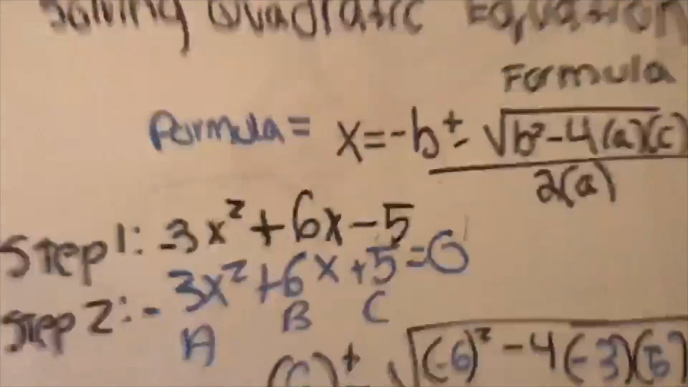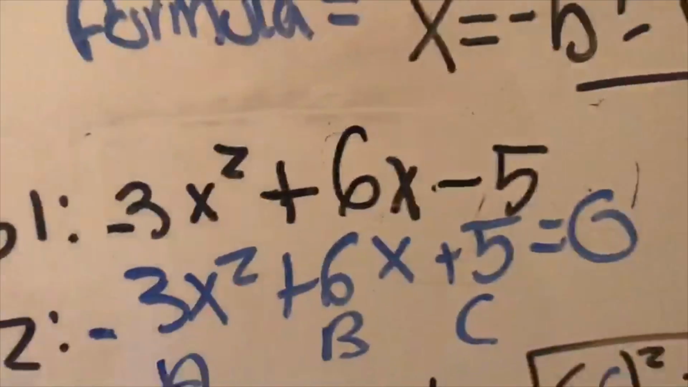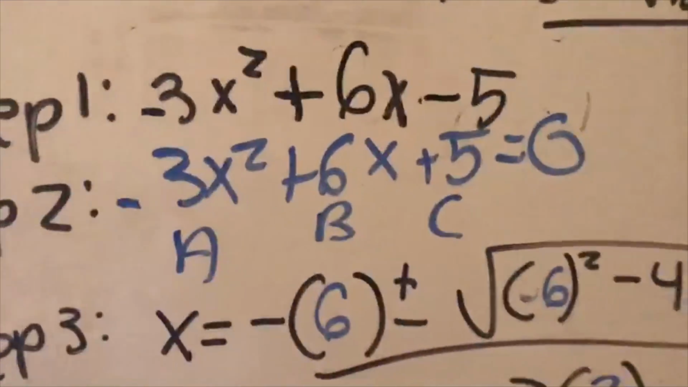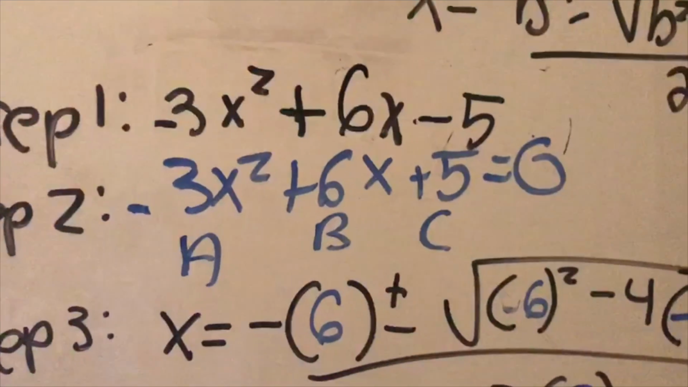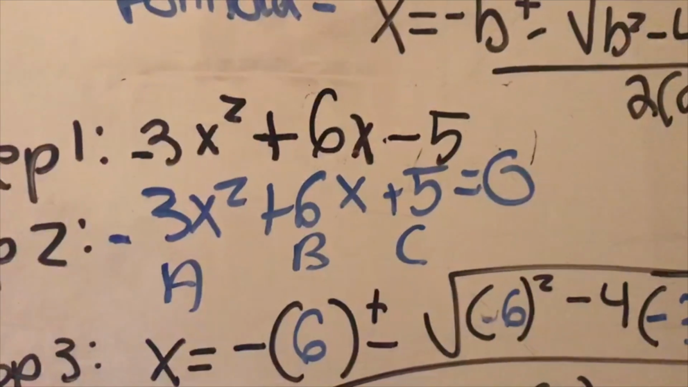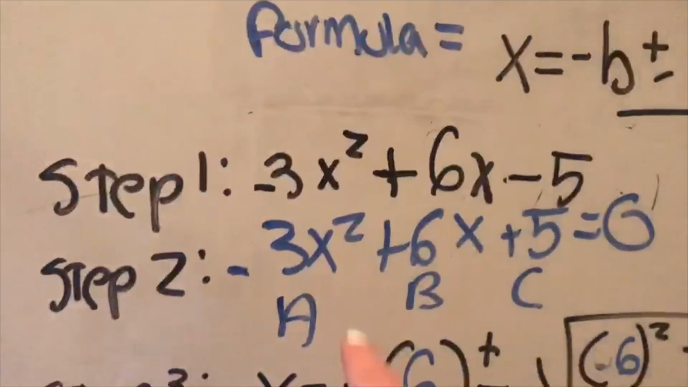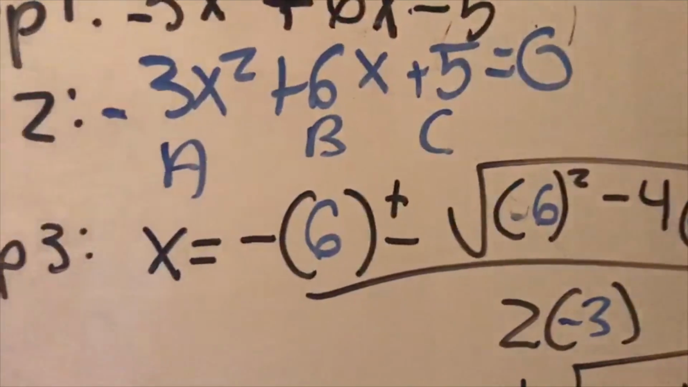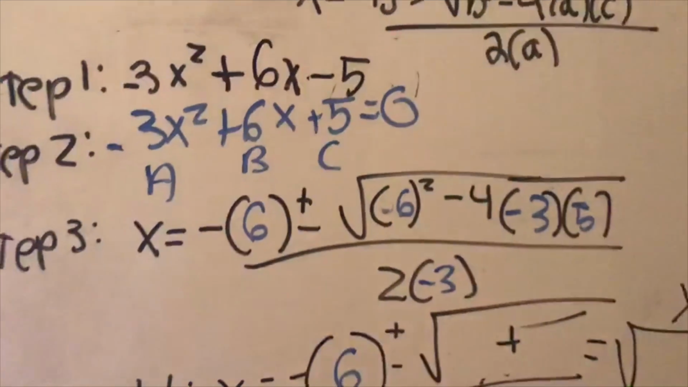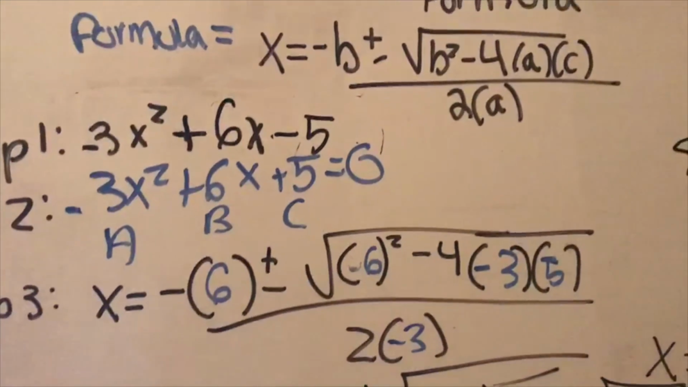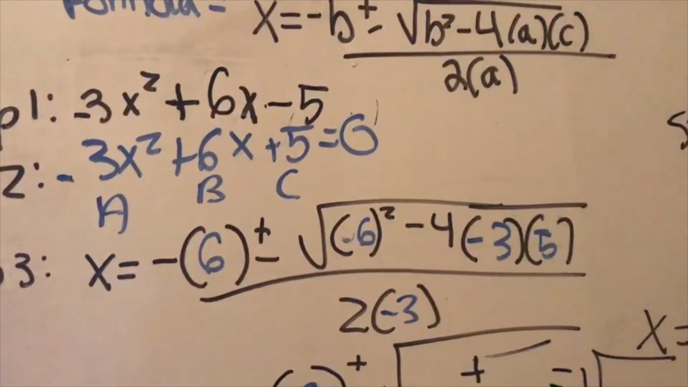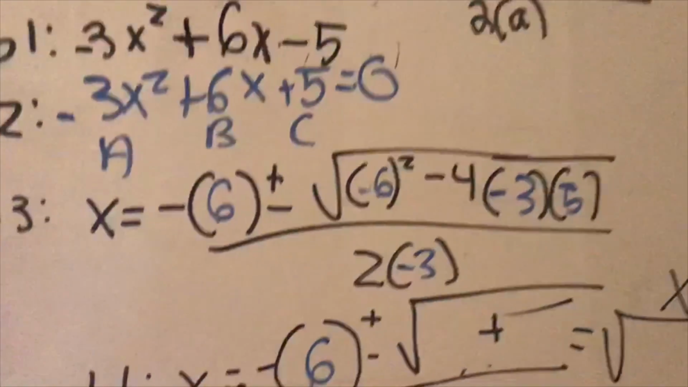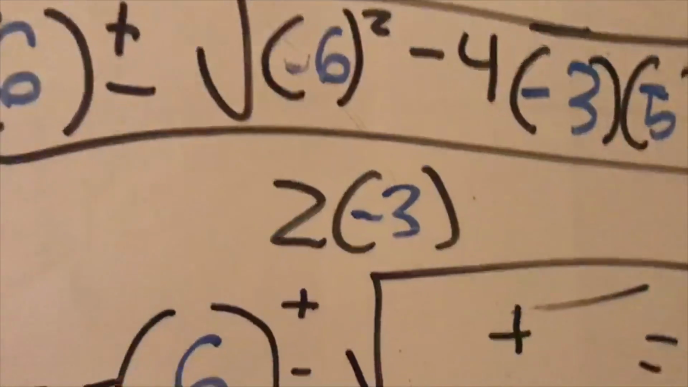For this equation, we have negative 3x squared plus 6x minus 5. And you have to set it equal to 0, so it ends up being negative 3x squared plus 6x plus 5 equals 0. And then that's your A, B, and your C. Then you plug it in and you have x equals negative 6 plus or minus the square root of 6 squared minus 4 times negative 3 times 5, and that is over 2 times negative 3.